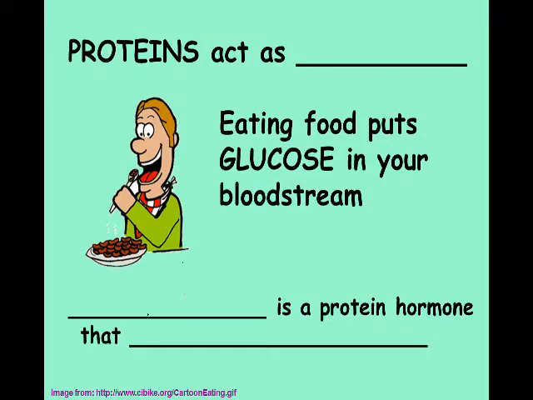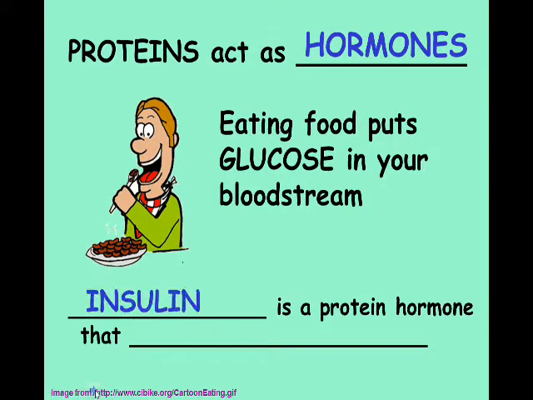Proteins can also be hormones. Hormones are molecules that are made in one part of your body and used somewhere else. They go around to another place in your body and tell other body parts to do something. For example, when you eat food, your digestive tract is going to break down those food molecules and put the glucose into your bloodstream. And there's a hormone that's made by your pancreas called insulin. Insulin is a hormone that's a protein. And the job of insulin is to control your blood sugar.